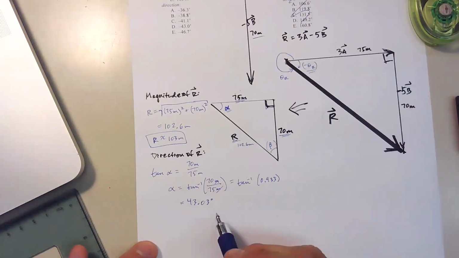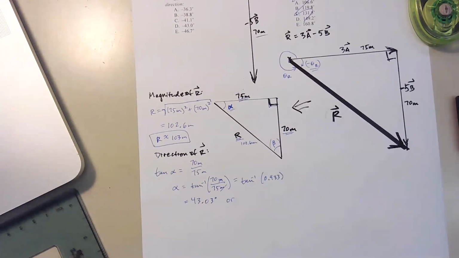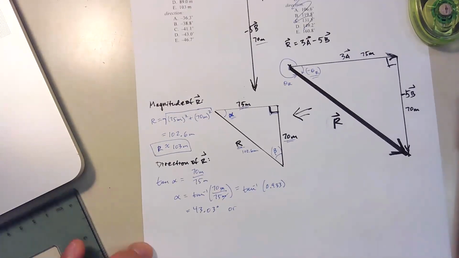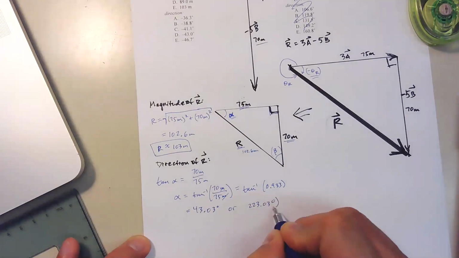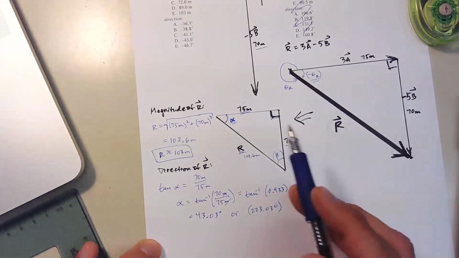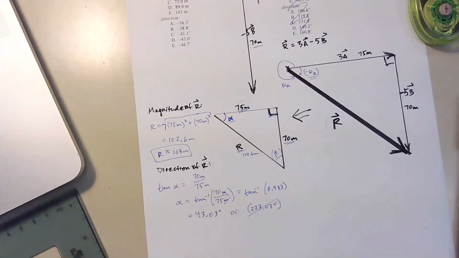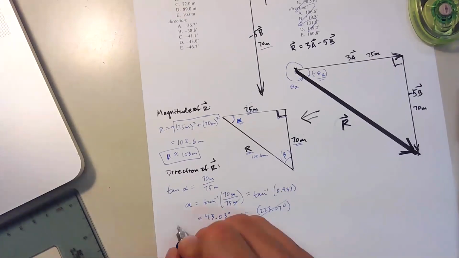Now, I also know that there's another answer that is 180 degrees away, which is 223.03 degrees. But I can just see by inspection that this angle here is clearly an acute angle. It's something on the order of 40 degrees, not 223 degrees. So I'll just discard that.